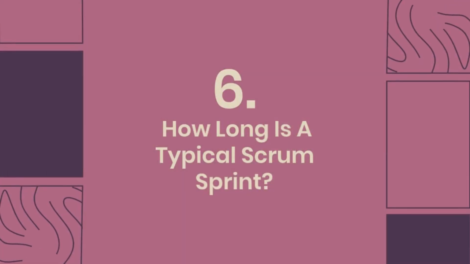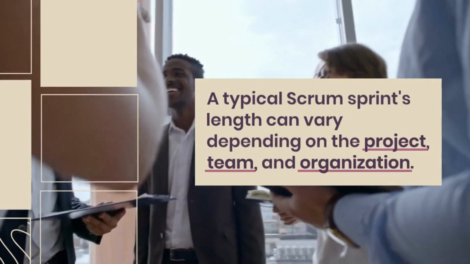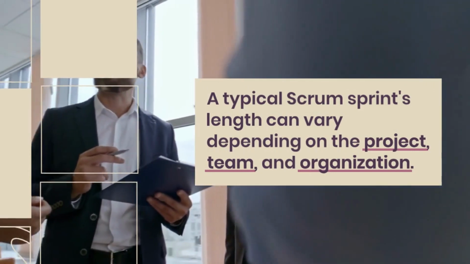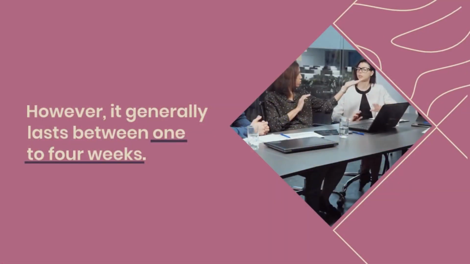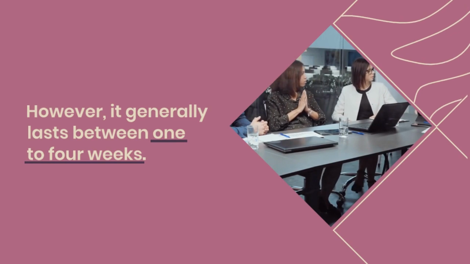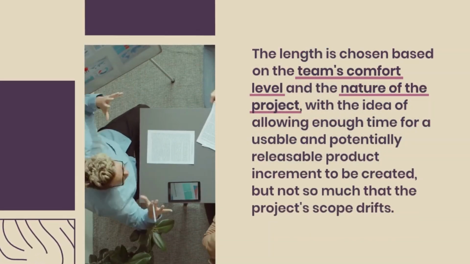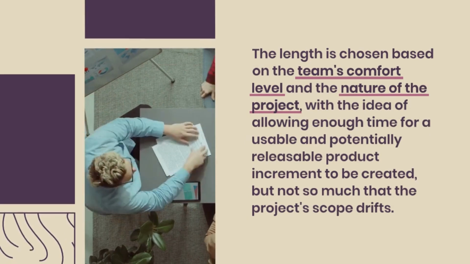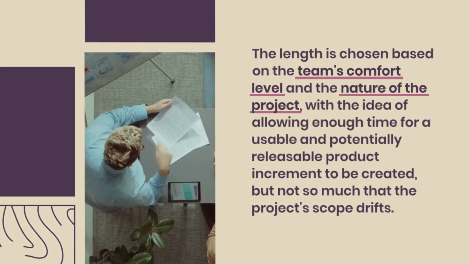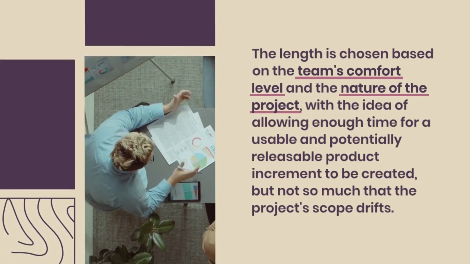6. How long is a typical Scrum sprint? A typical Scrum sprint's length can vary depending on the project, team, and organization. However, it generally lasts between 1 to 4 weeks. The length is chosen based on the team's comfort level and the nature of the project, with the idea of allowing enough time for a usable and potentially releasable product increment to be created, but not so much that the project's scope drifts.